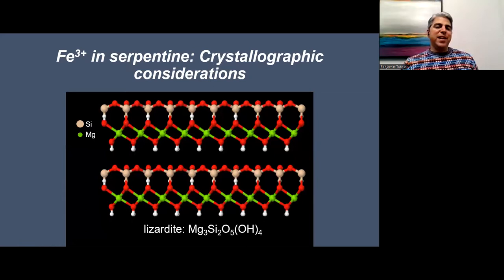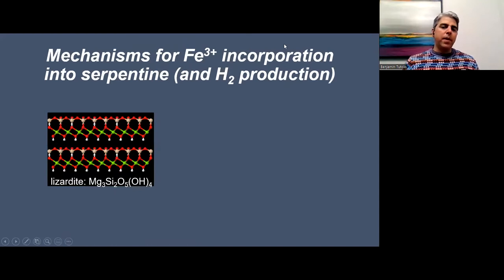So again, to dive even deeper into the mineralogy of these serpentinization reactions, we can look at this crystallographic diagram of the mineral lizardite. Lizardite is the most common form of serpentine that forms in seawater serpentinites. We can see that this is alternating layers of silica tetrahedra and magnesium octahedra. And so what happens is that somehow oxidized iron must be incorporated into the serpentine during this reaction in order to generate hydrogen, because again, we're not making magnetite.